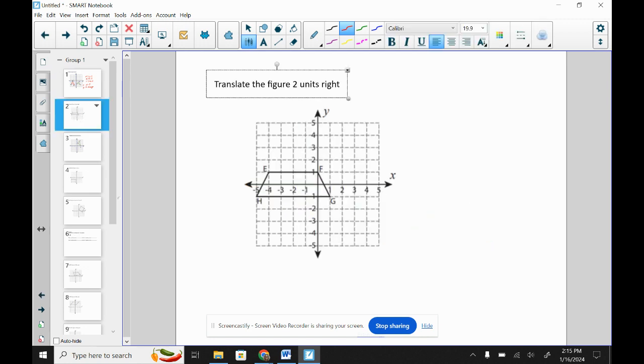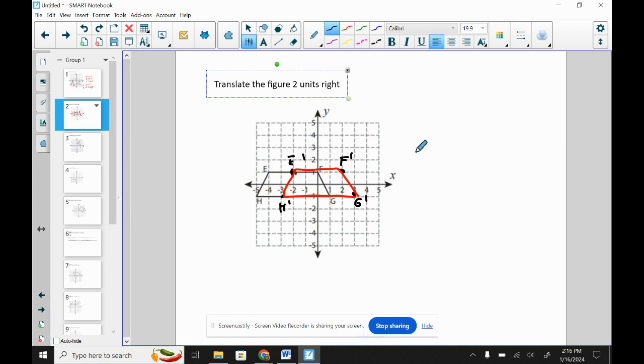Okay, so let's look at another one. Translate 2 to the right. So again, all we're going to do is go 1, 2. This is now E prime. 1, 2. This is now F prime. 1, 2. This is now G prime. 1, 2. This is now H prime. And our new shape, I'll do that in a red color, is going to be right here. We just picked it up and moved it.